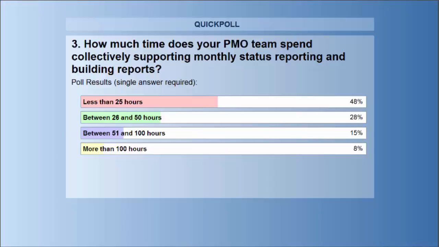So this is a stark contrast compared to the last time I ran this poll, but we have around 48% of you saying that you spend less than 25 hours of a PMO's time collectively managing this entire process. That includes reconciling all the data that form the comprehensive status report, as well as building out reports. 28% up to 50 hours, 15% between 51 and 100, and 8% more than 100. Last time I ran this poll, it was actually skewed more towards the center, with the majority around 51 to 100 hours.